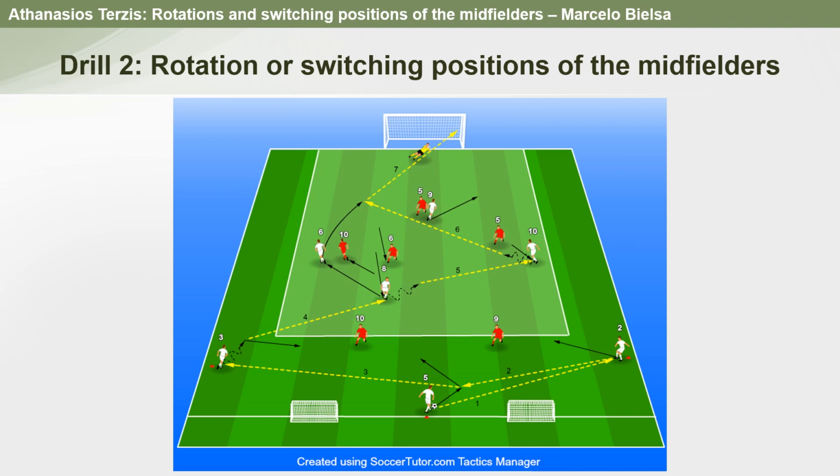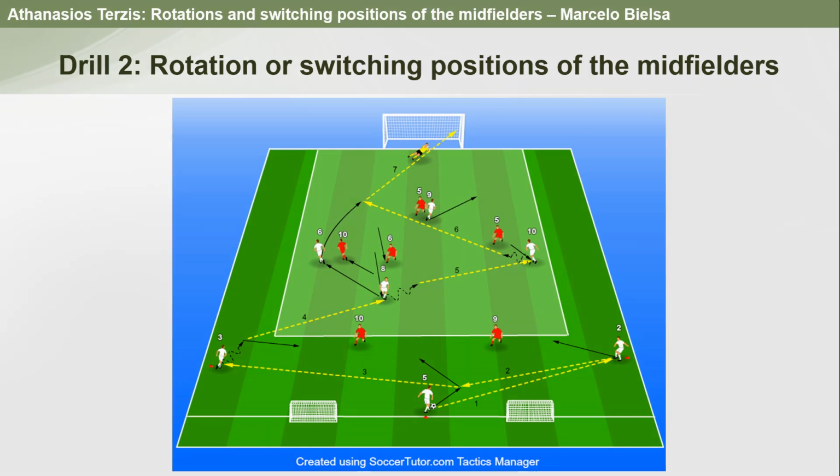As soon as the forward pass is played, the two red forwards can take part, and the same can do the three white defenders. So in case the Reds win possession, they try to score to the two mini goals.